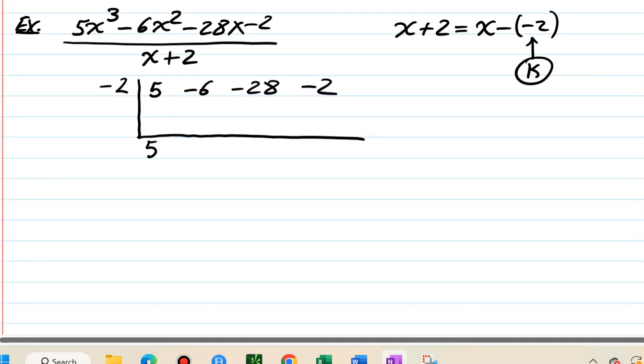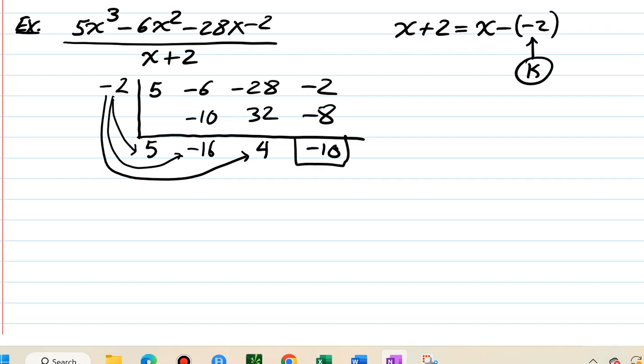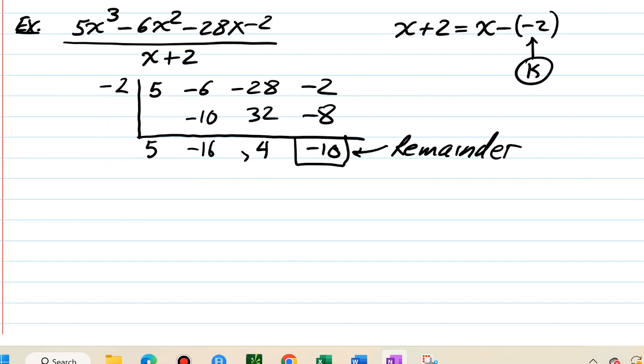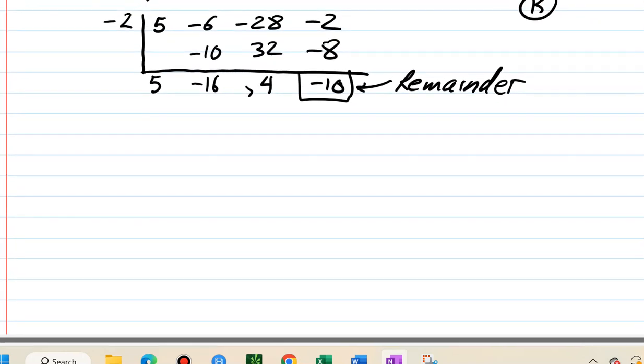Now, how is this going to work? We're going to bring the 5 down. We then multiply negative 2 times 5, which becomes negative 10. And we add negative 10 and negative 6 in columns. We get negative 16. We then multiply negative 2 by negative 16. We get 32. And then add 32 and negative 28. We get 4. And next, negative 2 times 4 is negative 8, and we add those two. We get negative 10. And we are done. The negative 10 is the remainder in synthetic division, or in the long division, really, because remember, synthetic division is an efficient way of doing long division without going through all the details.